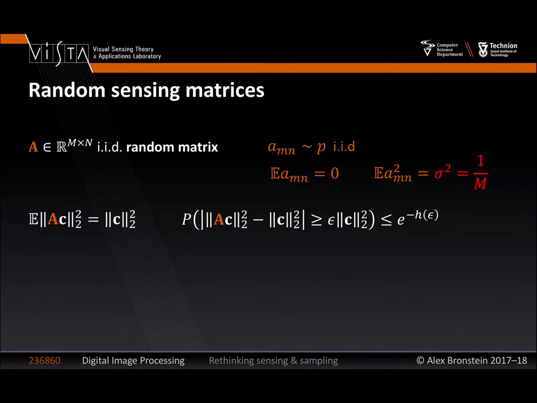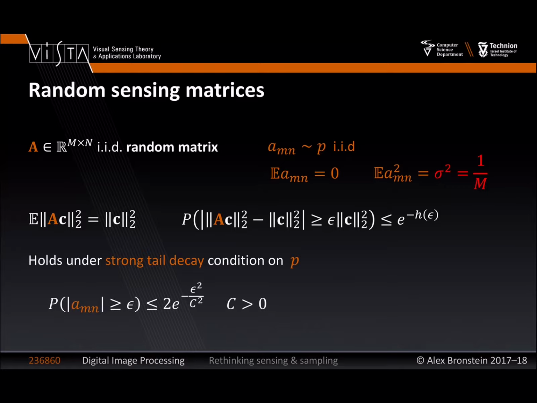And basically, it appears that this concentration holds under distributions that have strong fast decaying tails. And how did we call these fast decaying tails? We call them sub-Gaussian distributions. So basically, we would like a distribution that satisfies this kind of tail bound. We want basically very little probability to be concentrated in the tails. This is called the sub-Gaussian property.